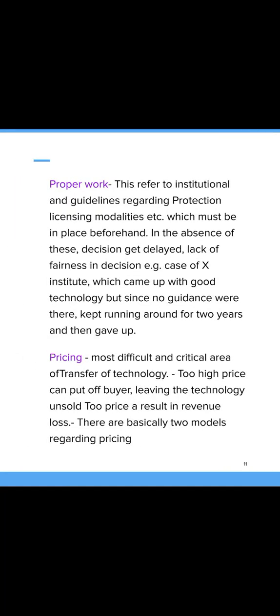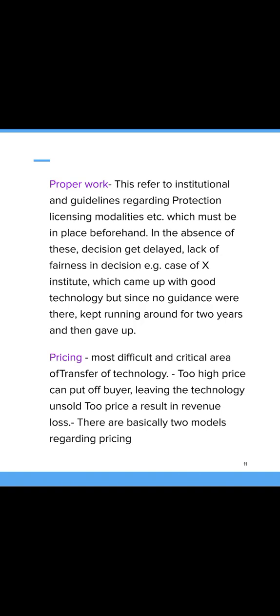Second one is proper paperwork. This refers to institutional guidelines regarding protection, licensing modalities, etc., which must be in place beforehand. In the absence of this, decisions get delayed, lack of fairness in decisions, etc. Example: in case of XYZ Institute, which came up with good technology, but since no guidance was there, kept running around for 2 years and then gave up.